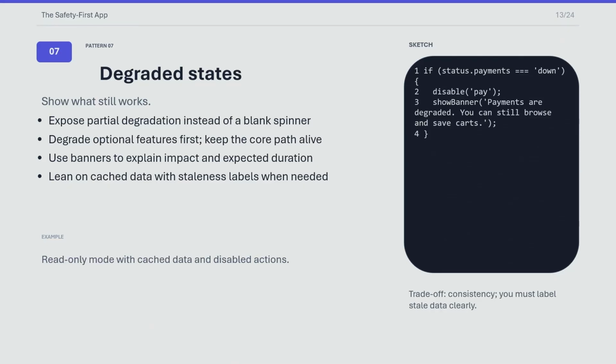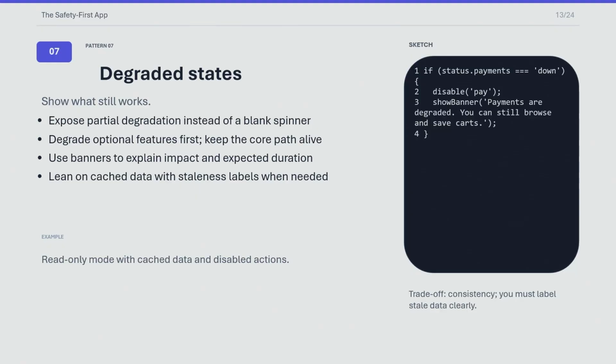You need to ensure that users see what's happening, but also that if degradation does happen, you degrade optional features first. You keep the core path alive. You essentially use banners, for instance, to explain the impact, the expected duration of a specific degradation, and what options they have. And you can also lean on cached data with staleness labels when needed. So what is the latest refresh? What state is it currently at? How do you look at getting out of that? And what options do you have in that degraded state? So those are essentially the key things that you need to consider.